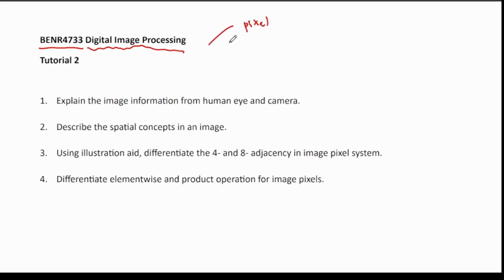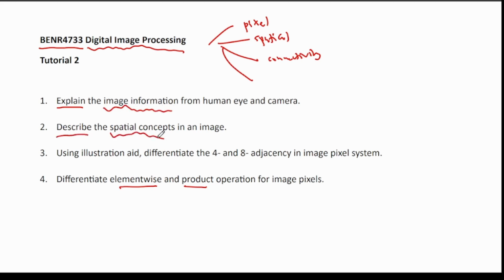pixel, spatial, what else? Connectivity, neighborhood, distances, and yeah, the things that we will discuss are element-wise and product operation. Okay, right. So the first tutorial question goes: explain the image information, describe over here the spatial concept.